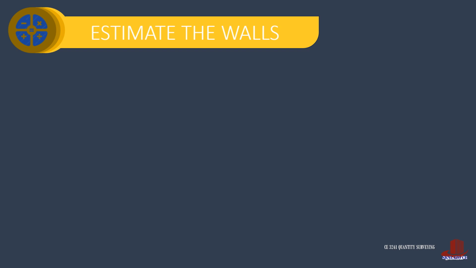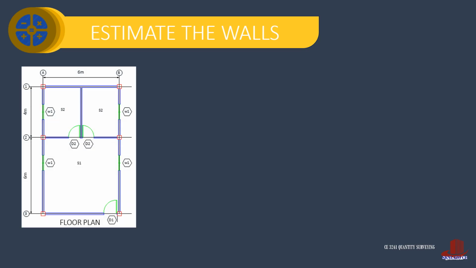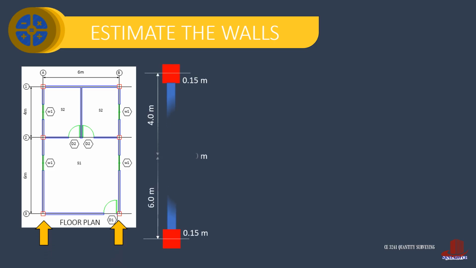There are two categories for the job, the walls and the partitions. So let's start with the walls. Using the floor plan, we estimate the enclosing walls first, and we start by taking the lengths of the walls.